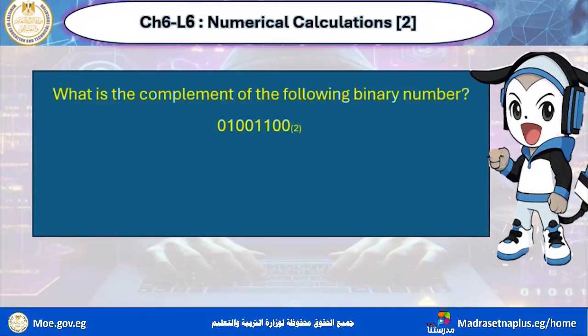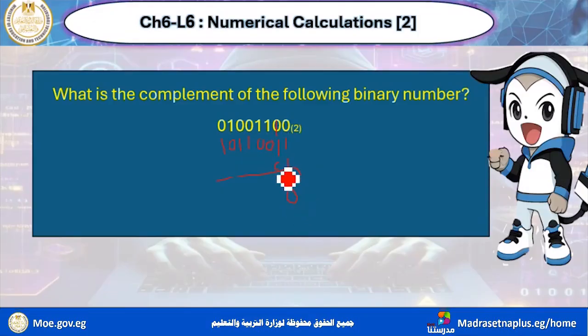What is the complement of the following binary? Now we know the way, so we will answer together. Invert from 0 to 1 and from 1 to 0. Now 1, 1, 0, 0, 1, 1, 0, 1. Is it enough? No, we need to add 1. 1 plus 1 is equal to 0, and we carry 1 here.